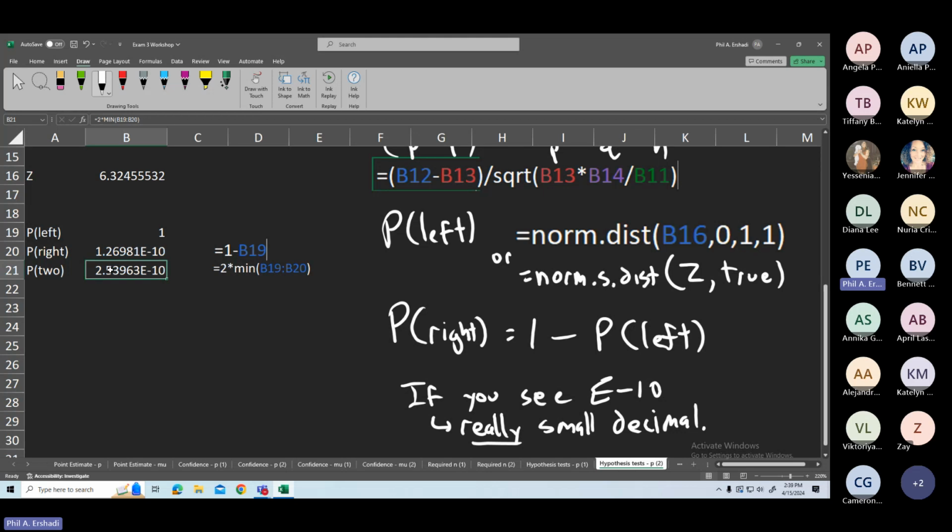Now notice this scientific notation is going to mess you up a little bit. So if you get an answer in scientific notation, go ahead and change back to a standard decimal.